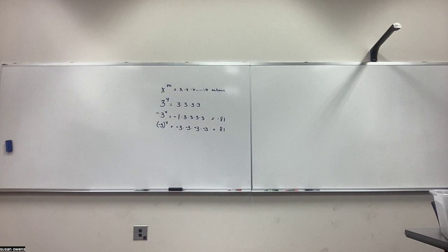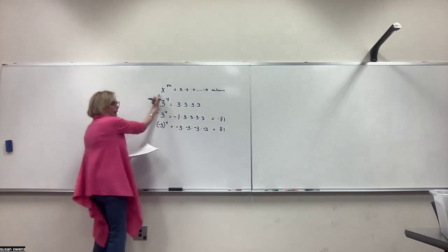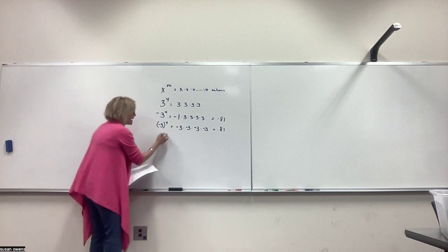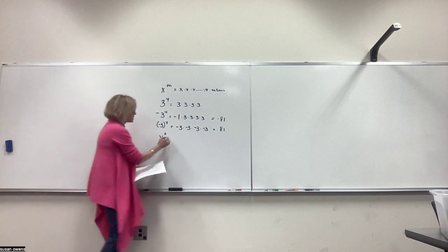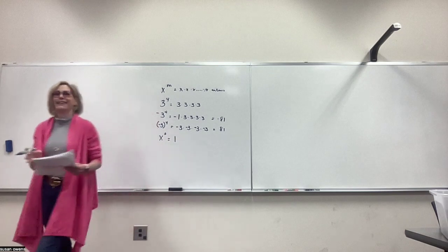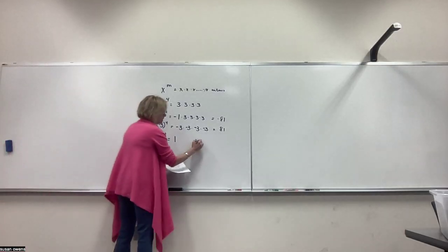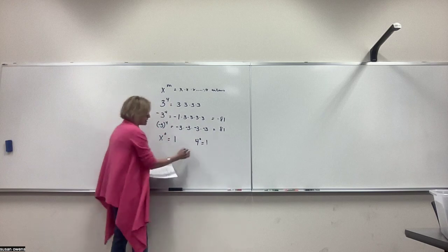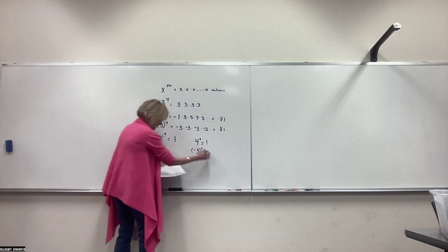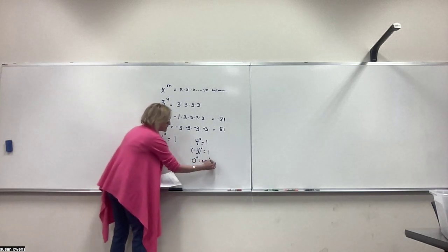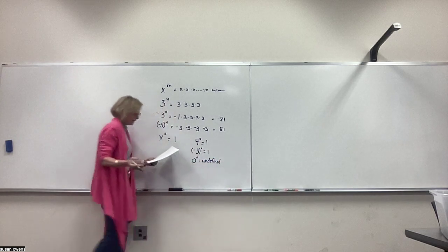Okay? All right. The base cannot be 0. But when the exponent is 0, the answer is always 1. Again, another mistake students make. They like to say that anything to the 0 power is 0. It's 1. So no matter what it is, 4 to the 0 equals 1. Negative 3 to the 0 equals 1. 0 to the 0 is undefined.